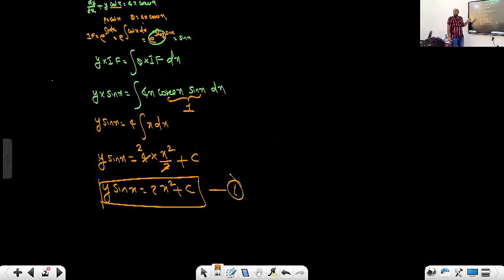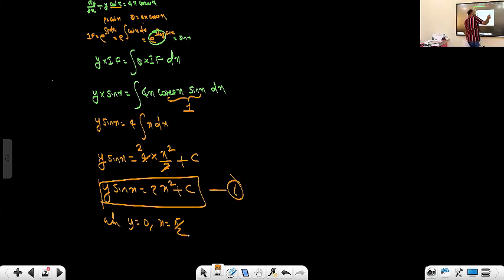But if they give an x value and y value, you have to substitute and find it, and that we are calling the particular solution. Where y equals 0, x equals pi by 2. You will get what the c value is. Constant value you will get. Please proceed.